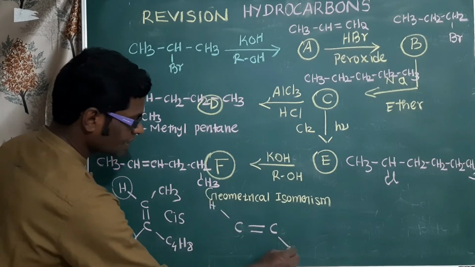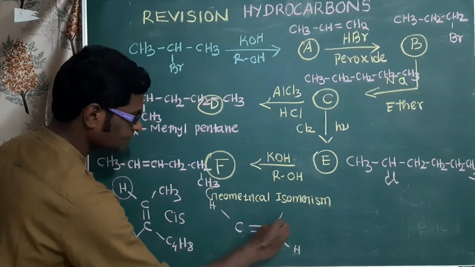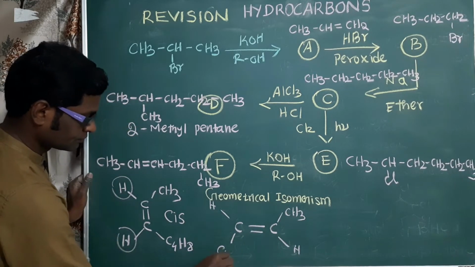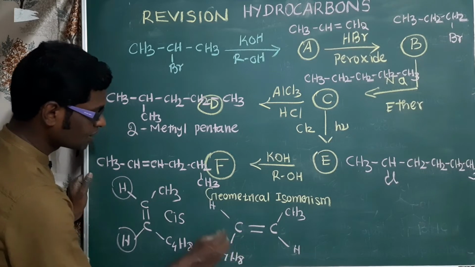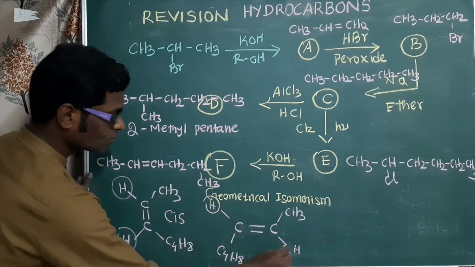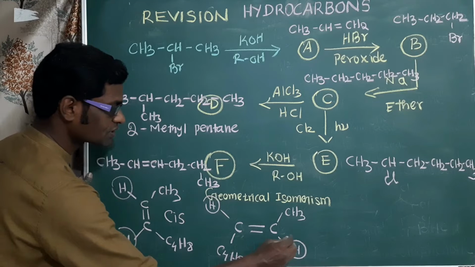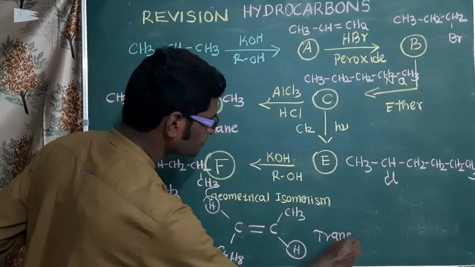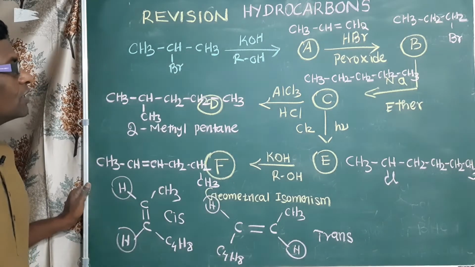Next one is trans isomerism. Here the similar groups, similar atoms, are located on the opposite side. So this isomerism is called trans isomerism. I will repeat again.